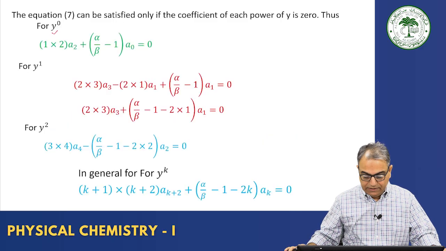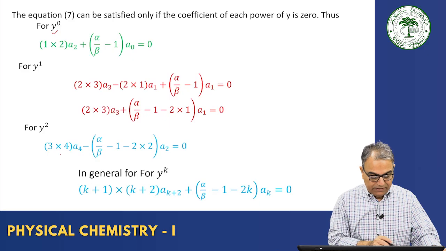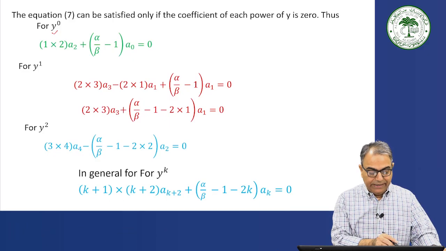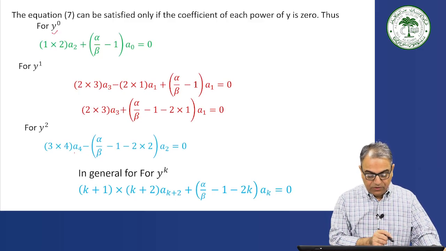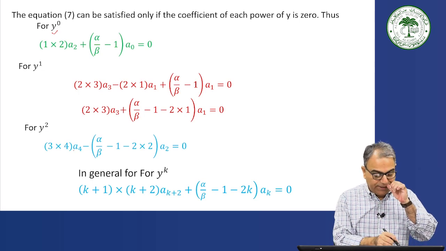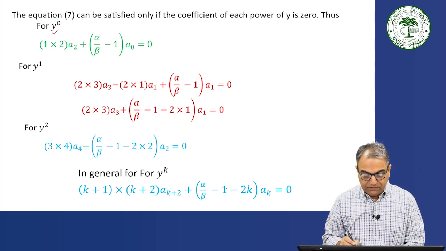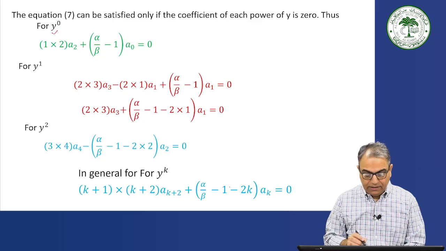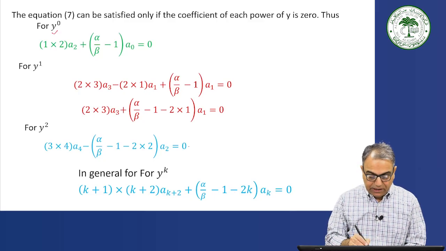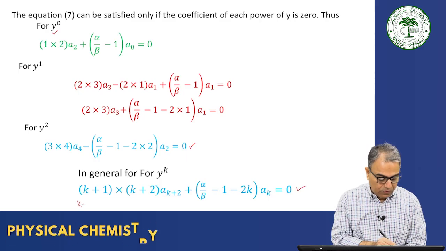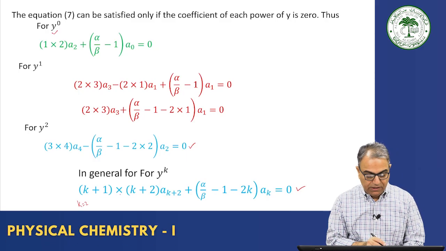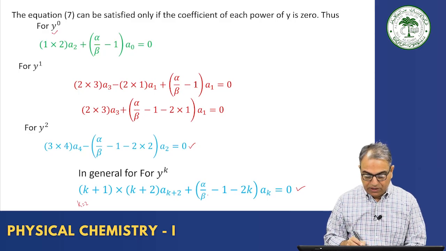which I have written here is like this one. It is k plus 1 into k plus 2, which is 3 into 4, then a k plus 2, where k is 2, so it is a4. Then alpha divided by beta minus 1 minus 2 into 2, so 2k into ak is equal to 0. So a general term you can write like this, where k is equal to 2: k plus 1 into k plus 2, ak plus 2, plus alpha divided by beta minus 1 minus 2k, ak, is equal to 0.